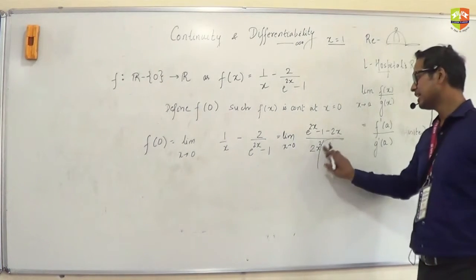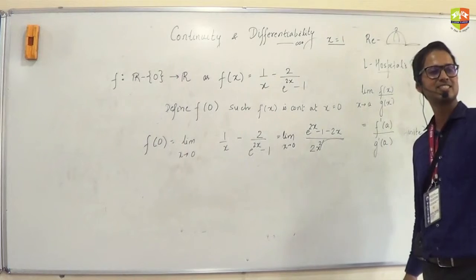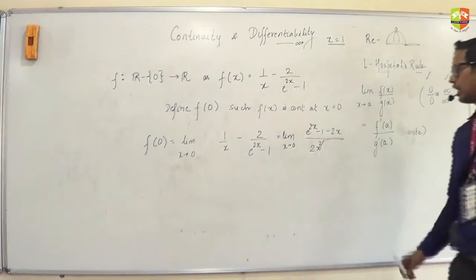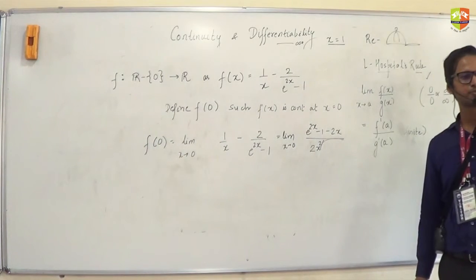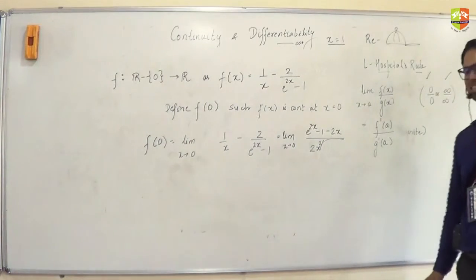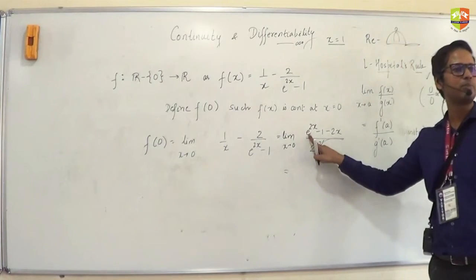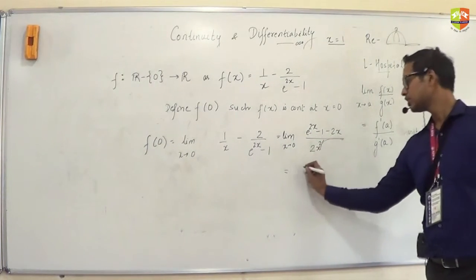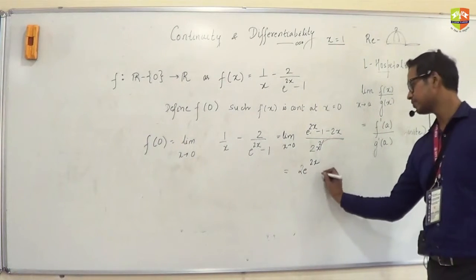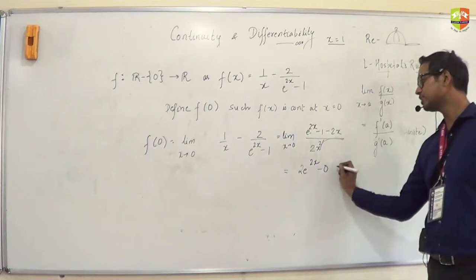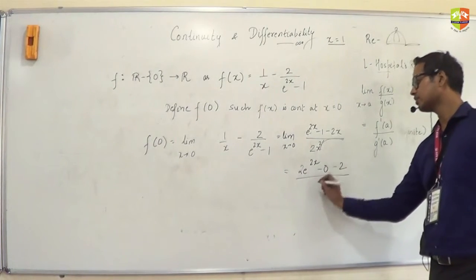Yes. So let's apply. Now somebody was saying it's becoming too big. What did you do? I multiplied and divided this by 2x in the denominator. Okay. Now see the fun. What is the derivative of e to the power 2x? 2e to the power 2x. What's the derivative of 1? 0. What's the derivative of this? Negative 2.